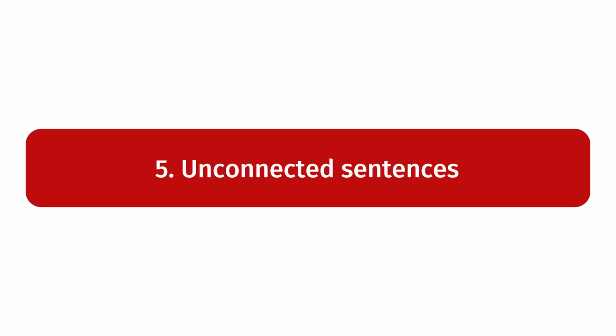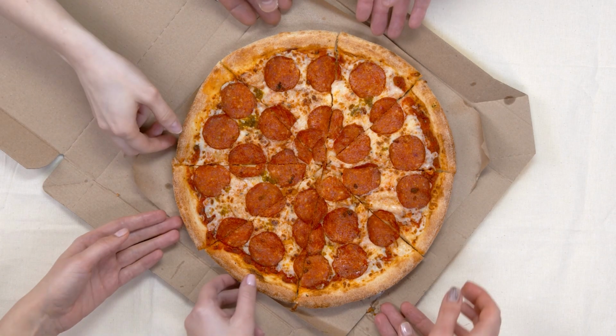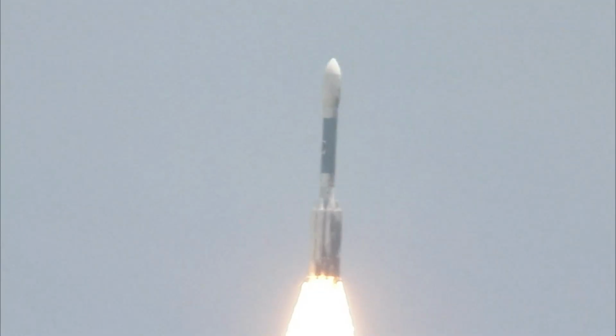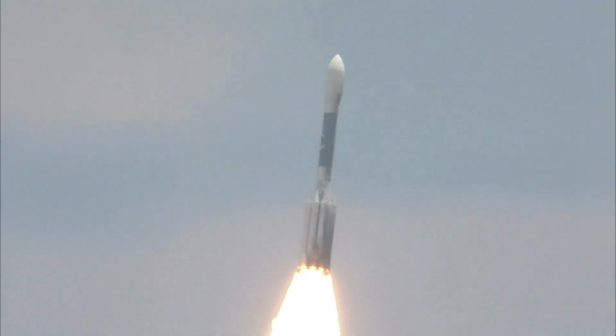The next mistake that lots of people make is saying lots of unconnected sentences one after the other. When I say unconnected, I don't mean that one of them is about pizza, and the other one is about going to space, and the other one is about Game of Thrones. Although all of those sound fun, and those are all things that I'm interested in. But what I mean is that in the grammar, those sentences are not connected.